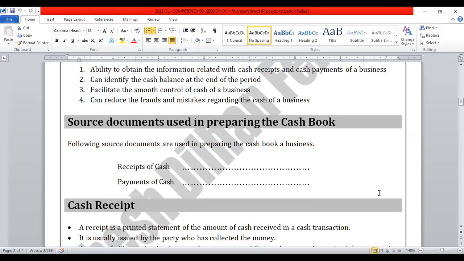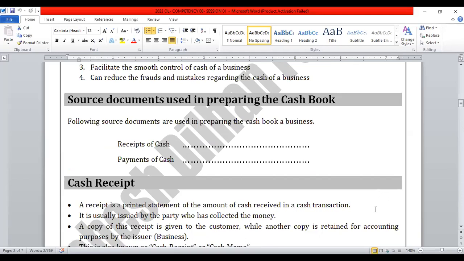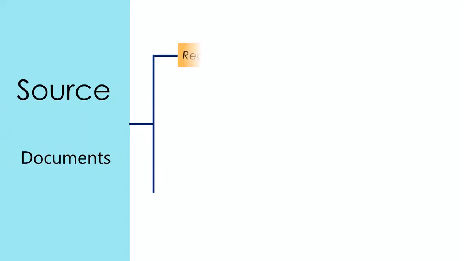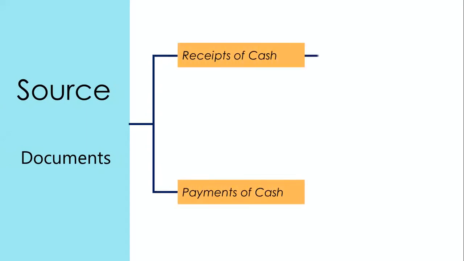Okay, good. Now we are moving to the next one. Take out your red pens, please. What are the source documents that we use in preparing the cash book? We mainly use two source documents to record the receipts of cash. With the red pen, write this down. We use the receipt or cash receipt.